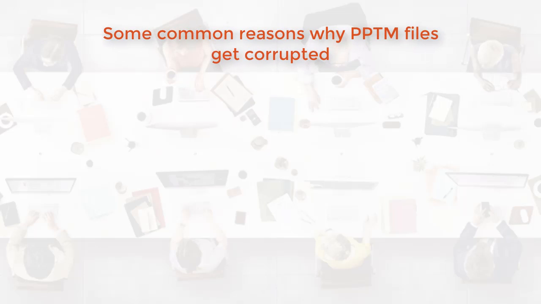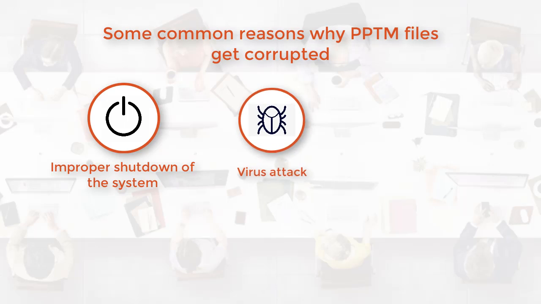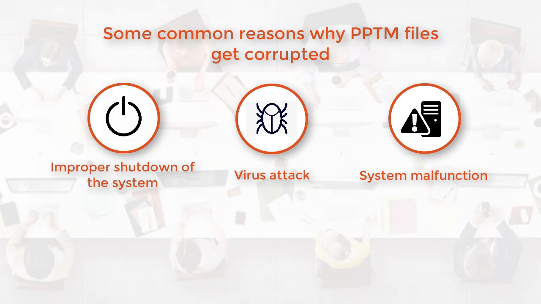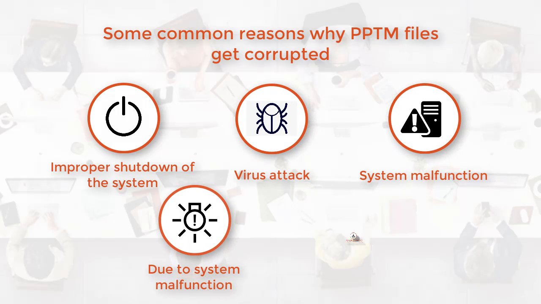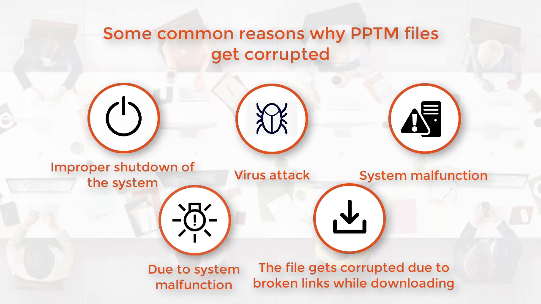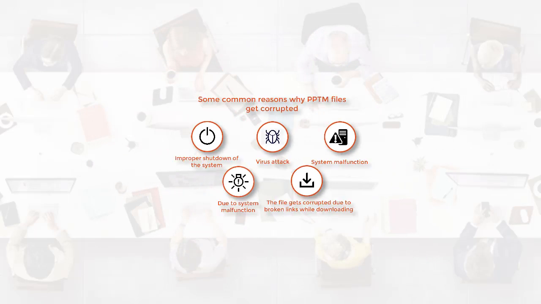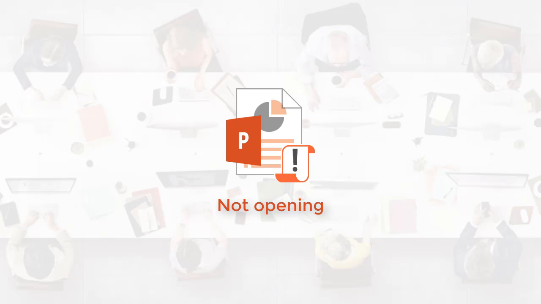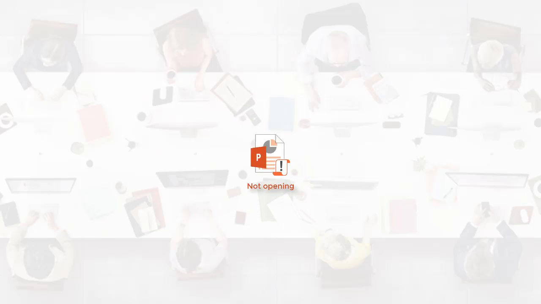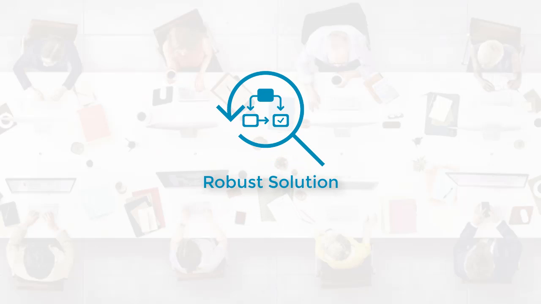Some common reasons why PPTM files get corrupted: improper shutdown of the system, virus attack, system malfunction. Due to system malfunction, the file gets corrupted due to broken links while downloading. Don't worry, if your PPTM file is not opening or gets corrupted, we have a robust solution for you.